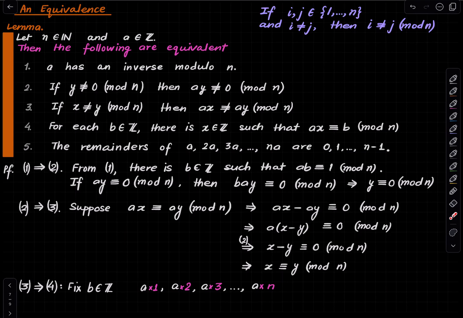Okay, so using 4, we want to prove 5. Yeah. So let's see how. Let me think for a moment. Right. So 4 implies 5.